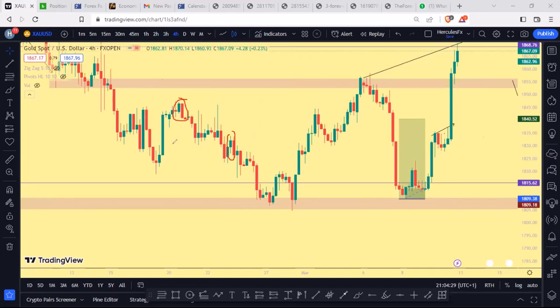So let us go to bullish engulfing candle. Okay, so this is a bullish engulfing candle here. This is a bullish engulfing candle here. This is a bullish engulfing candle here. And this is as well a bullish engulfing candle here. So they are just very simple. By the time you know them and you pay attention to them, you get them.